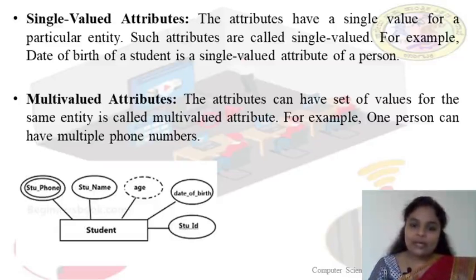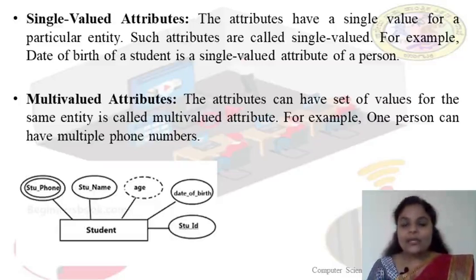What is the single valued attribute? I'll read out the definition first. The attributes have a single value for a particular entity. Such attributes are called single valued attributes. For example, date of birth of a student is a single valued attribute of a person.